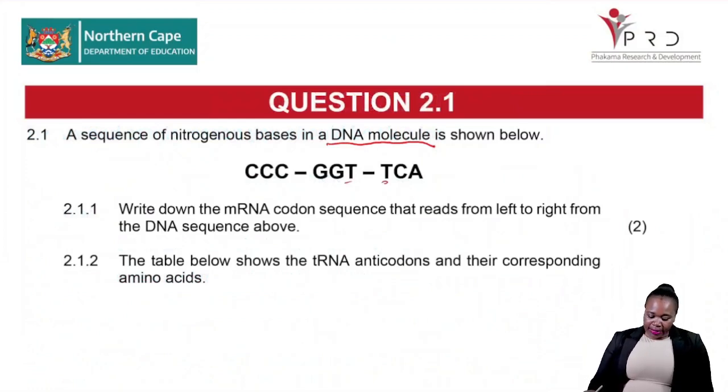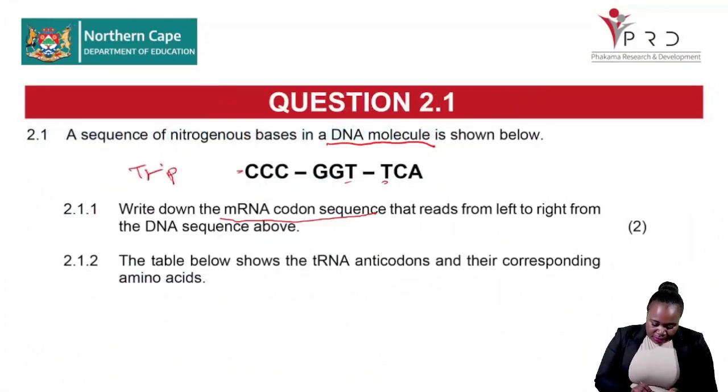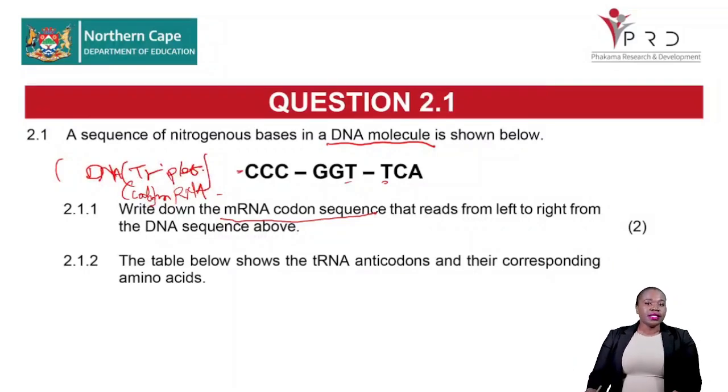2.1.1, write down the mRNA codon sequence that reads from left to right from the DNA sequence above. Now, this one is straightforward. You are just expected to give the mRNA codon sequence. Remember, this is a triplet, right? Now they are saying you must give the mRNA codons. Now, here, these are codons. This is a DNA triplet. And then we also have the tRNA anticodons, which is not asked for in this question.